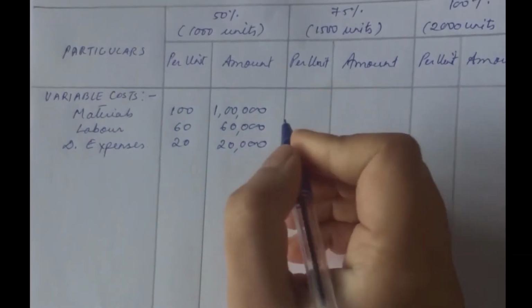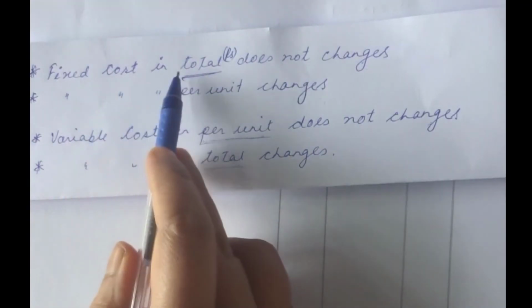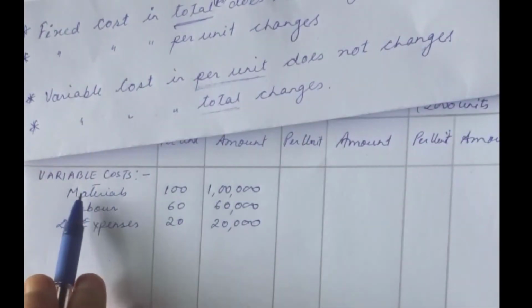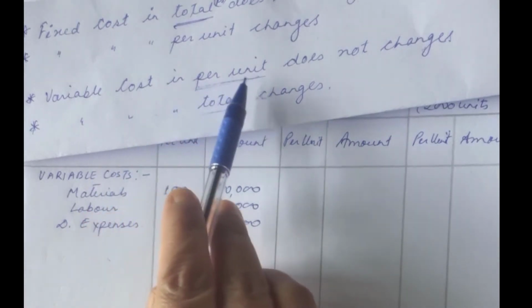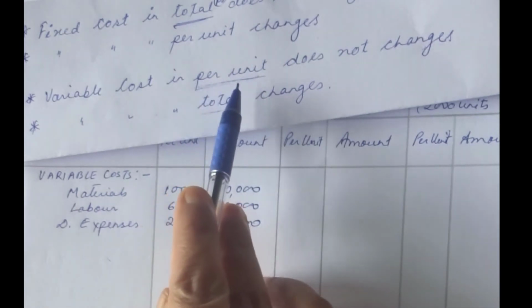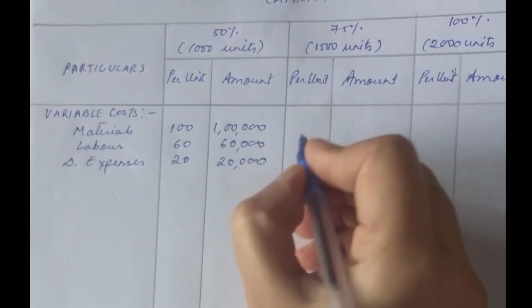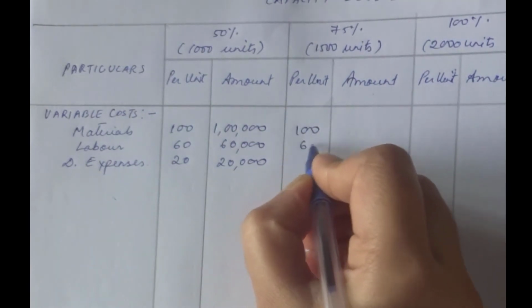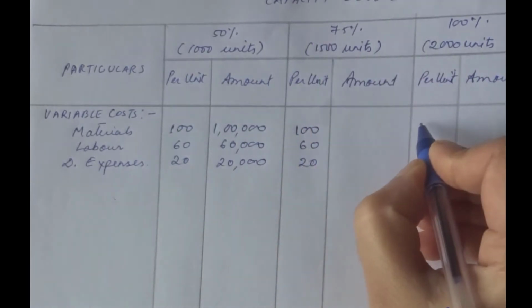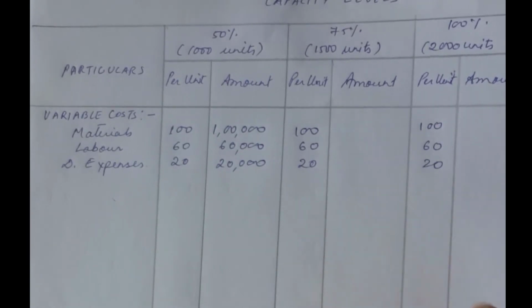Now what we have to do, we have to see this again. Fixed cost in total does not change, fixed cost per unit changes, but now we are talking about variable cost, right? So variable cost per unit does not change, but in total it changes, right? So per unit does not change means this per unit column will be the same, that is 100 for material, 60 for labor and 20 for direct expenses. For 75% capacity, for 100% also 100, 60 and 20.